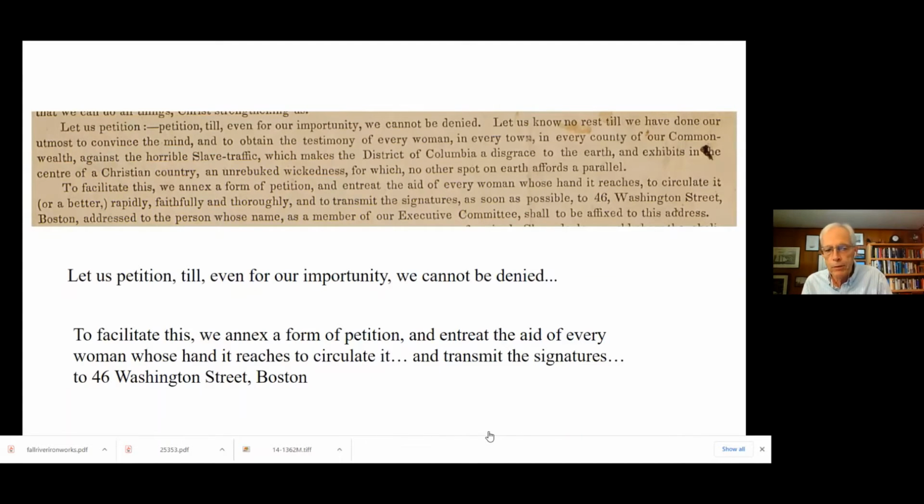"Let us petition till even for our importunity we cannot be denied. To facilitate this, we annex a form of petition and entreat the aid of every woman whose hand reaches it to circulate it and transmit the signatures to 46 Washington Street, Boston." So what they're trying to do is to generate a big petition, lots of communities sending in separate sheets that will go to Boston, be joined together, and then a member from Massachusetts would introduce them in the House of Representatives. And so we have women working together for political ends.